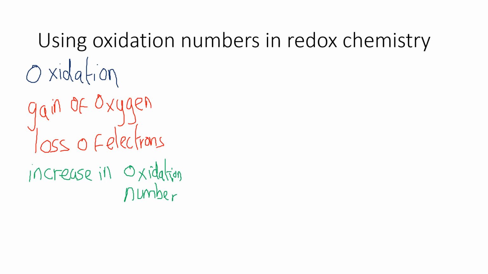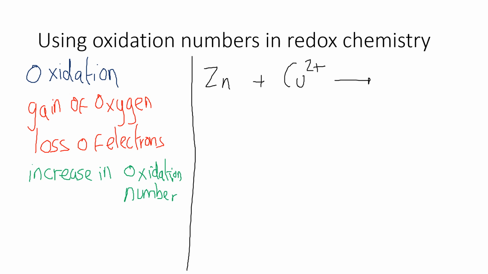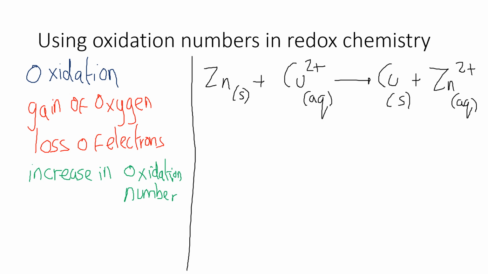So let's look at an example. If you take zinc and you react it with copper 2+ ions, you end up with copper and zinc 2+ ions. And we could add state symbols here. Zinc is a solid, copper 2+ would be aqueous, copper would be a solid, and zinc 2+ would be aqueous.